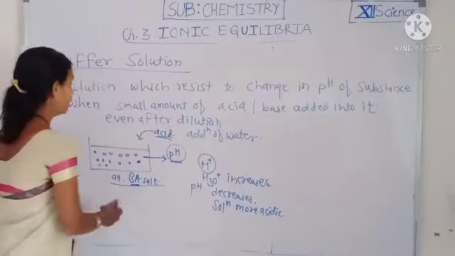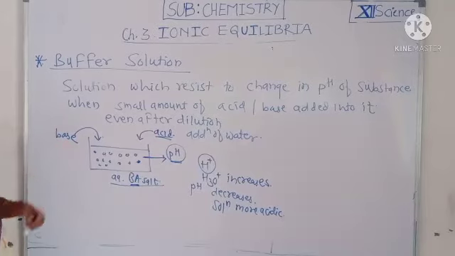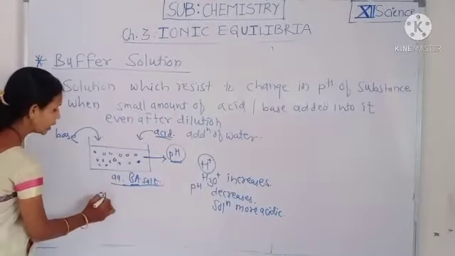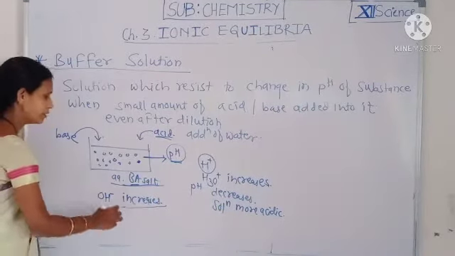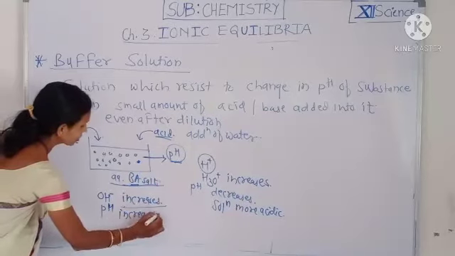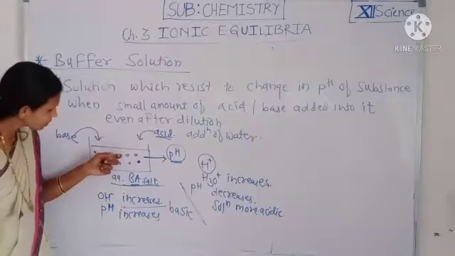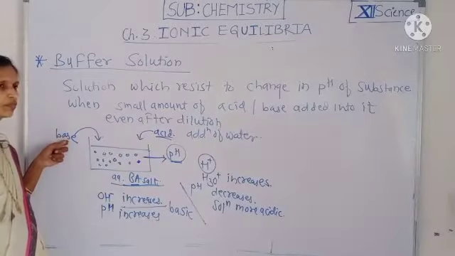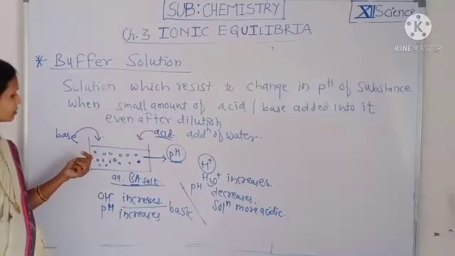And pH decreases. And if we add a strong base like NaOH or KOH into the aqueous solution of that salt, then the OH minus ion concentration increases and pH of that solution increases and the solution becomes more basic. That means the pH of the salt solution changes when a small amount of acid or a small amount of base is added into it. You are aware of that from the previous standard.